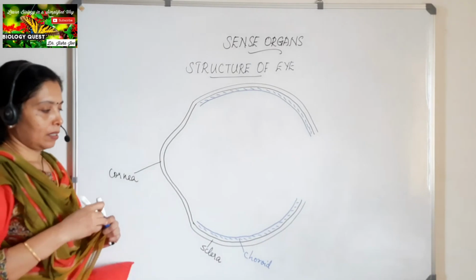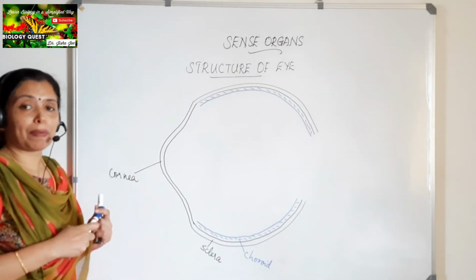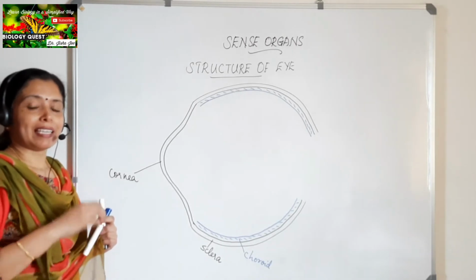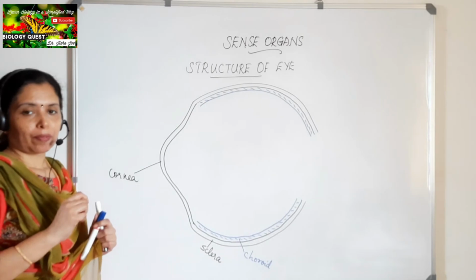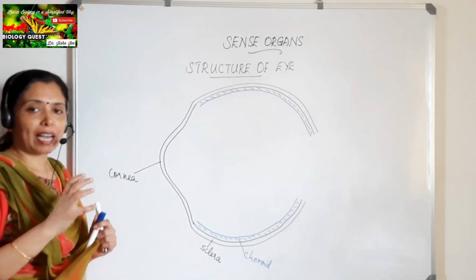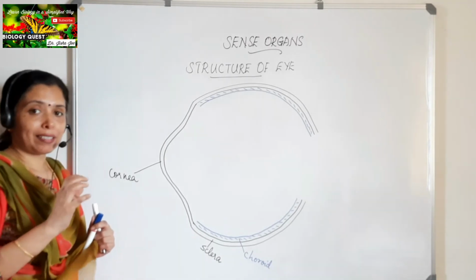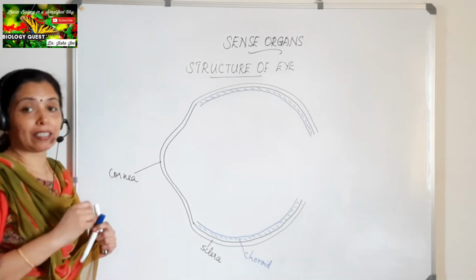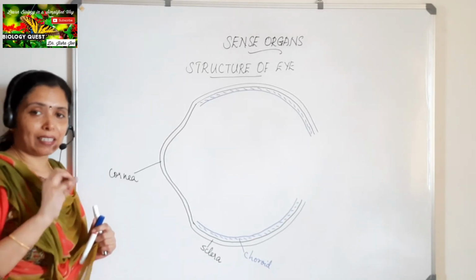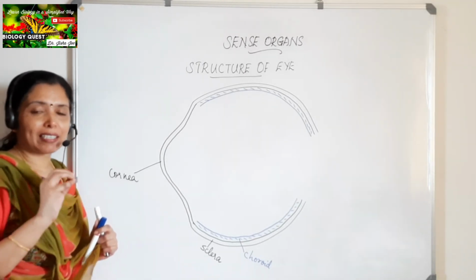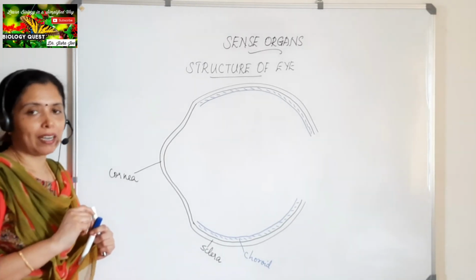The characteristic feature of the choroid is that it is richly supplied with blood vessels, and it is this layer that provides nourishment to the eye. The cells of the eye get their nourishment from the blood vessels that are present in the choroid layer. So the choroid layer is the middle layer. It is richly supplied with blood vessels and provides nourishment to the eye.